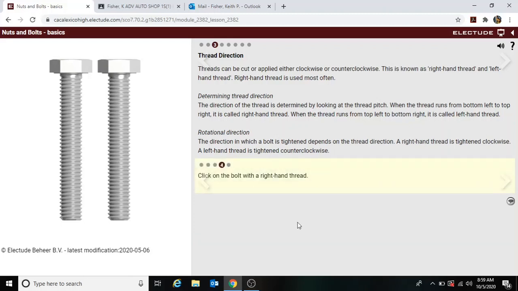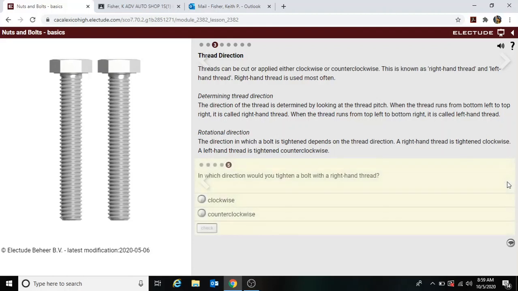Click on the bolt that has right-hand thread. Starts on the bottom left and goes to the top right. Most bolts are going to be this way. In which direction would you tighten a bolt with right-hand thread? Clockwise, or righty-tighty. Remember, righty-tighty, lefty-loosey.